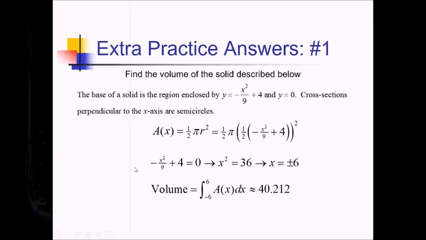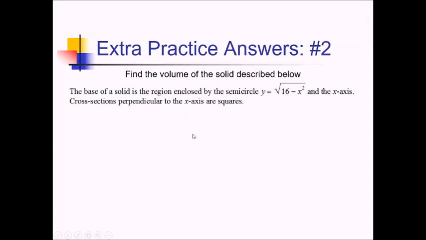So there we are. For this next problem, I'm trying to find the volume of the solid whose base is the region enclosed by the semicircle given here and the x-axis. We're told that the cross-sections of this solid are squares and are perpendicular to the x-axis. So that tells us we're integrating from left to right to find the volume.